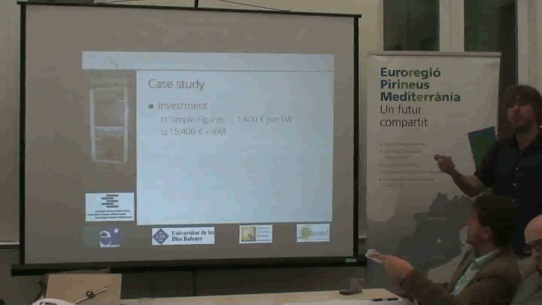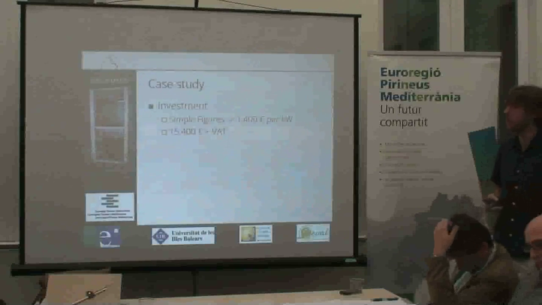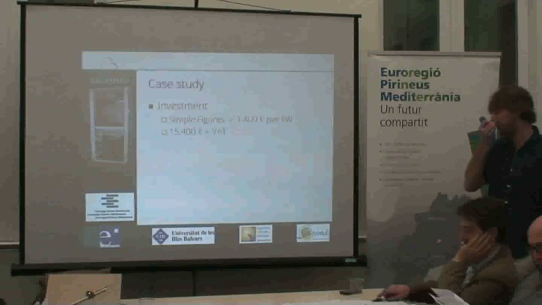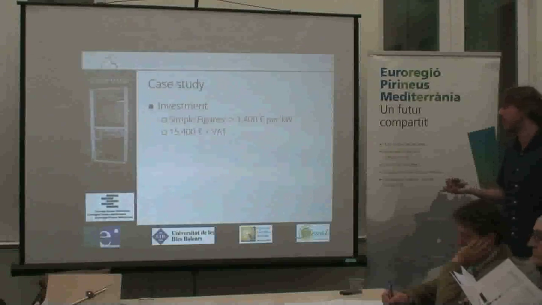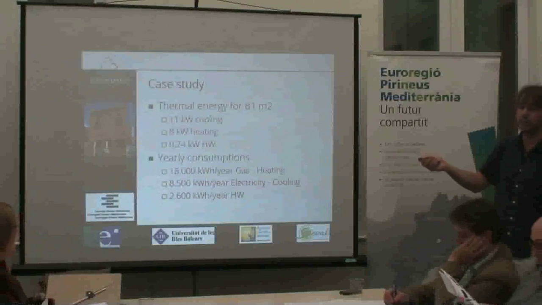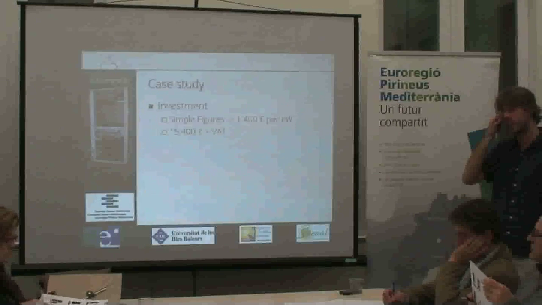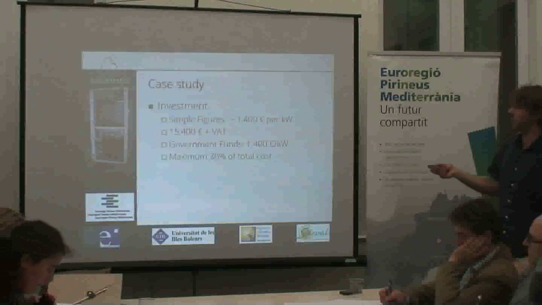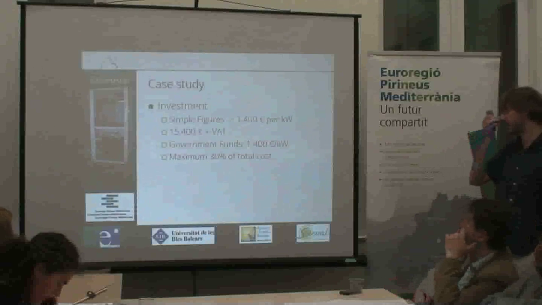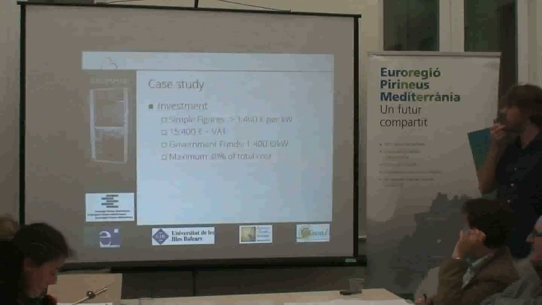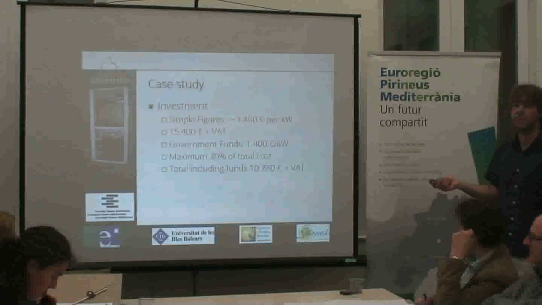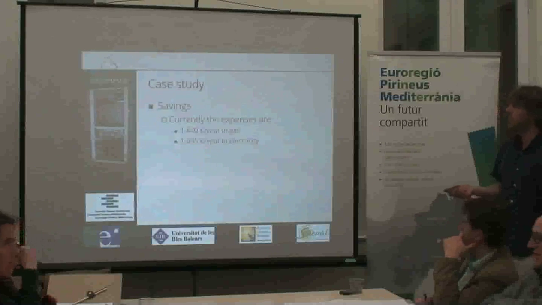The investment. A very simple way to explain the investment for geothermal energy. More or less, 1,400 euros per kilowatt. Okay, if the heat pump is 20 kilowatts, then you will spend more or less 30,000 euros. Okay, in this case, as we need something with 11 kilowatts, we will spend 15,000 euros plus taxes. What happens? The government is giving funds. Here in the UK, they gave 2 years ago 1,400 euros per kilowatt with a maximum of 30% of the total cost. So what does it mean? That your investment finally will be 10,000 euros plus the VAT.